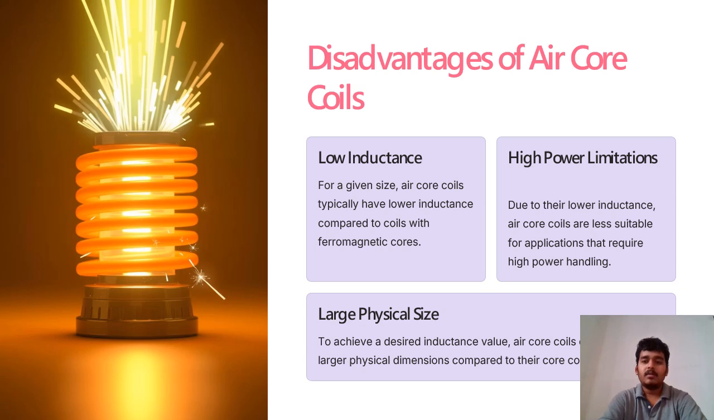Disadvantages of air core coils. We know that the air core coil has no core of permeability. If a core is present in the coil, then the core should offer a low reluctance path, because the magnetic field should pass around the coil. The disadvantages of air core coils are low inductance, limited high power handling, and large physical size.